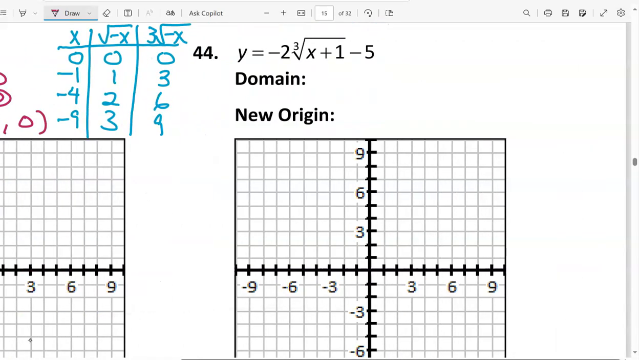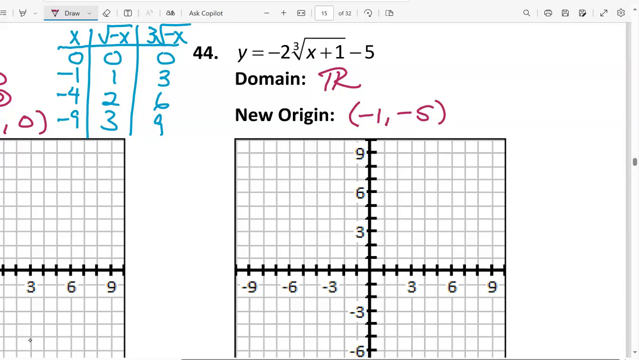In 44, we have another cube root function. Remember, the domain of a cube root function is all real numbers. Our new origin is negative 1, negative 5. The x value is the value of x that makes the inside of that cube root function equal to 0. All right, so here's what's going to go on from here.